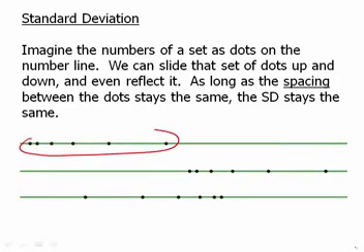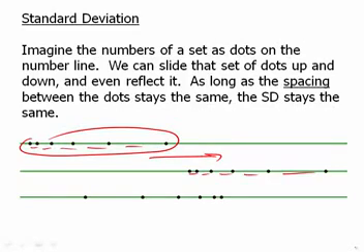Start with these dots. We slide them up. Notice these spacings stay the same. We even reflect it, but these spacings, now they go from right to left instead of left to right, but those spacings are still the same. That's what standard deviation is measuring, the spacing between the numbers. Where they are on the number line, or whether they go left to right or right to left, does not matter at all.